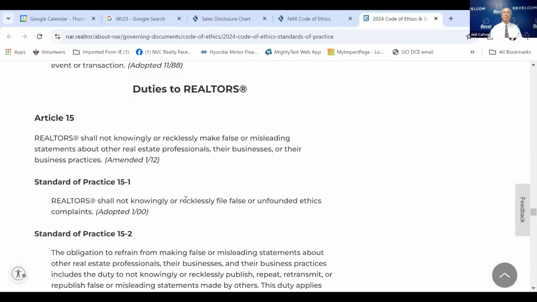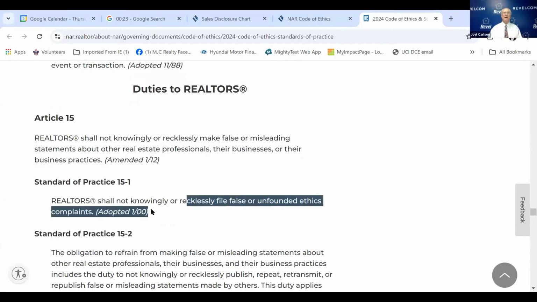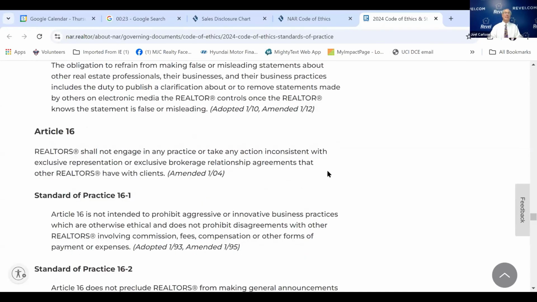You will not recklessly file false, unfounded ethical complaints. So I'm mad at this agent. They haven't done anything unethical, but I fill out an E1, I send it in. I fill out an E1, I send it in. I fill out an E1. There's nothing to it. The grievance committee has to look at these and say, yes, if what you wrote is true, it's a violation. If you do that and you're wasting our time, you are in violation of the code of ethics.